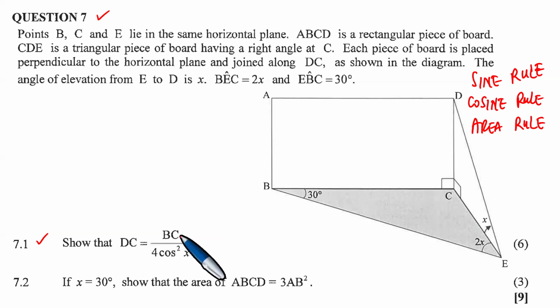Right, so I want to show that DC is this. How do you show that DC is exactly this? For 6 marks. We want to show that DC can be written as BC. So you can see that there is D here, the C, but there's also a BC that is going to come out of this.